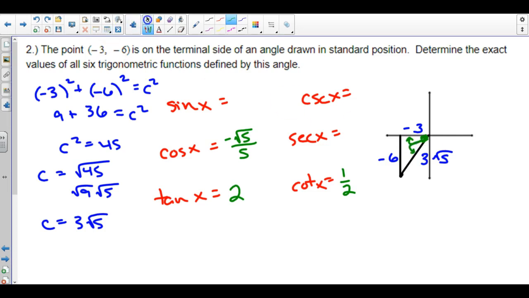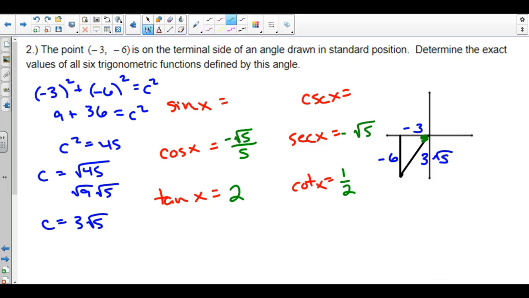Instead of taking the reciprocal and re-rationalizing, what I can do is just go back to the diagram and take hypotenuse over adjacent. So if I take my hypotenuse over my adjacent, I'm going to take 3 radical 5 over negative 3. The 3's are going to cancel out here, and I will end up with negative radical 5. So that is my secant value.